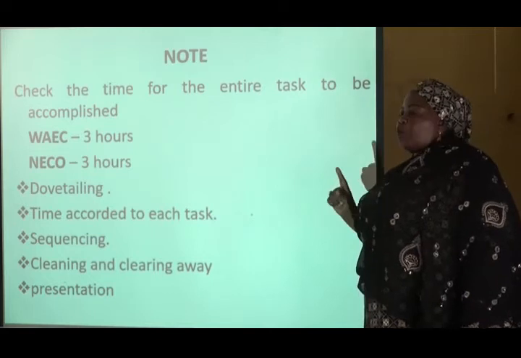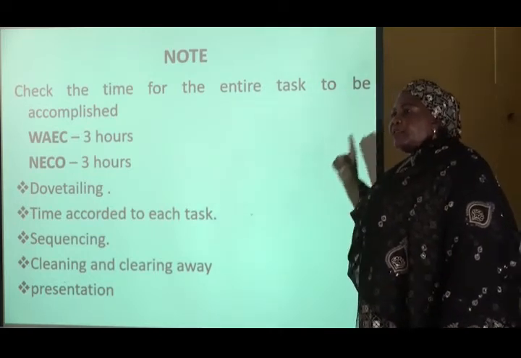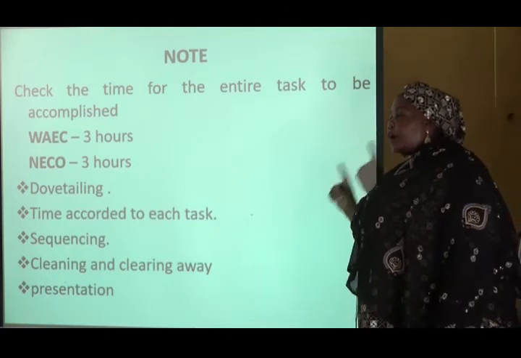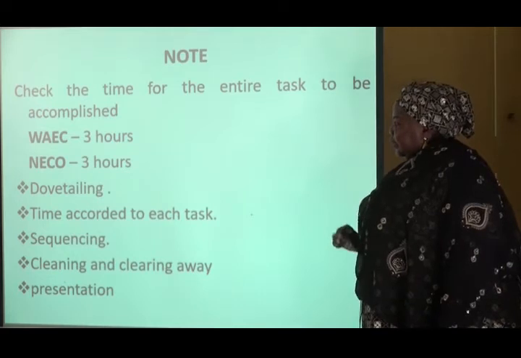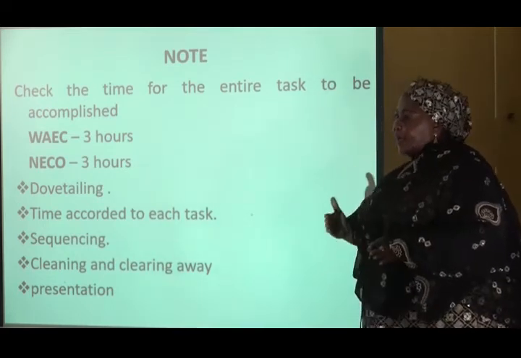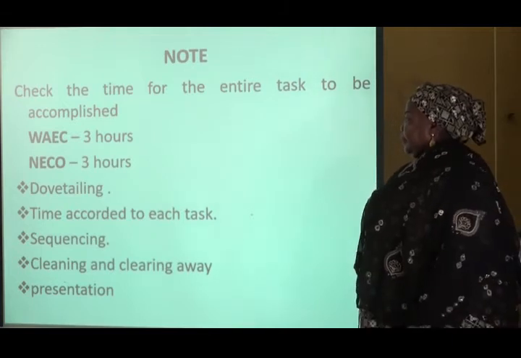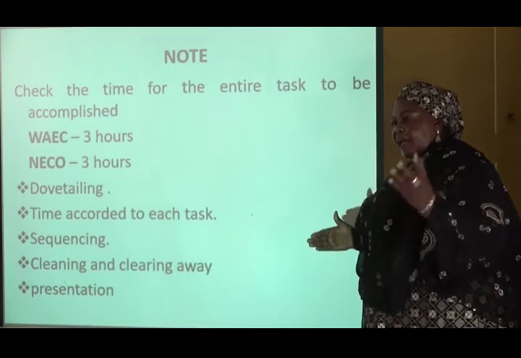WAEC and NECO is 3 hours. So write your practical out for 3 hours. Your time plan should be for 3 hours. The first thing is your dovetailing, your ability to carry out two or more tasks at the same time, and the time accorded to each task. Make sure you check the time.